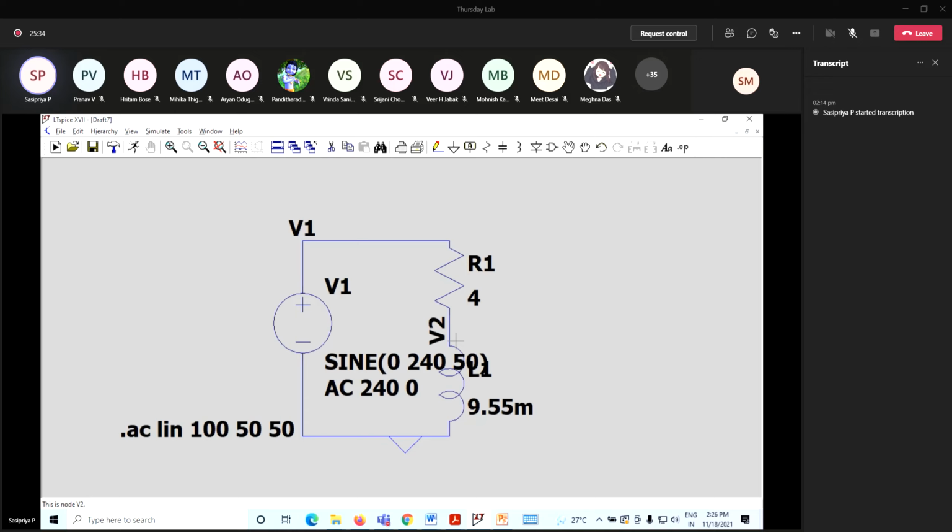Now, when I do the simulation, I will be getting the values for V1 and V2. When I want to know the voltage drop across the resistor, I can just calculate it. Both are the same node, no? So this is V1 and this is V2. So V1 minus V2 will give us the voltage drop across the resistor. That way I can do. Okay.